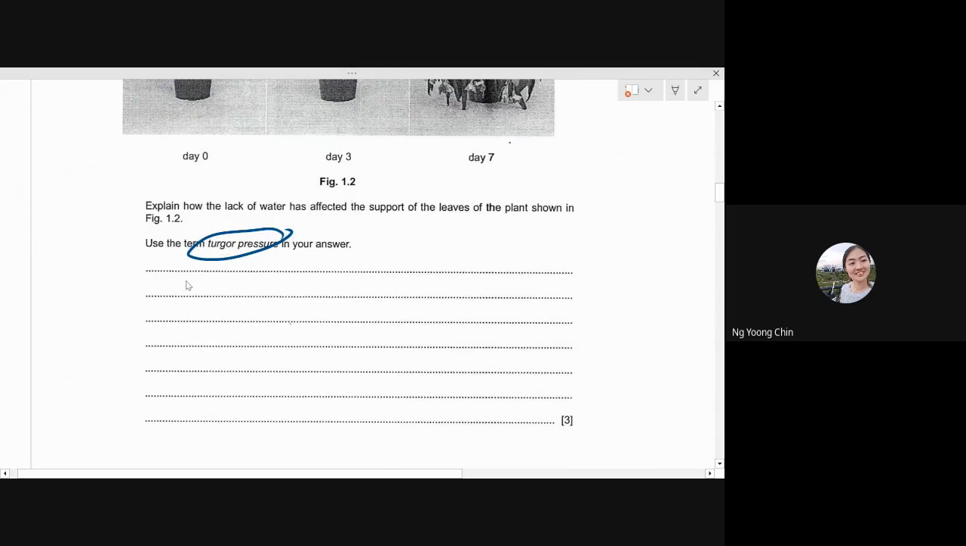Turgor pressure, okay? So you can write that the plant will, after 7 days.